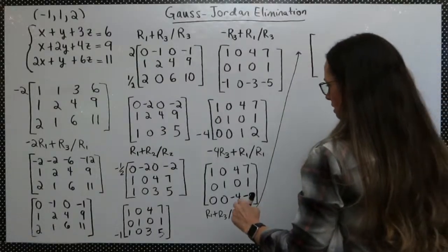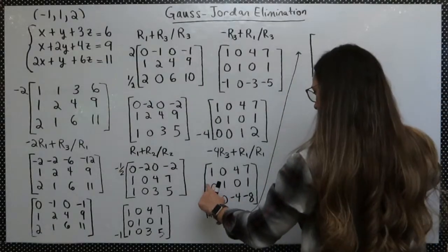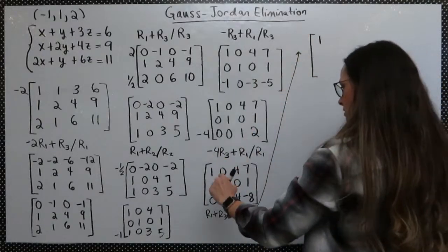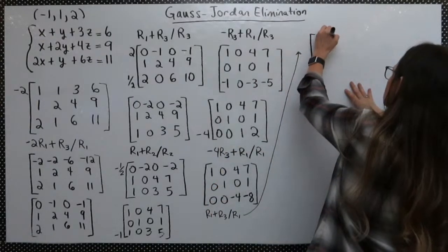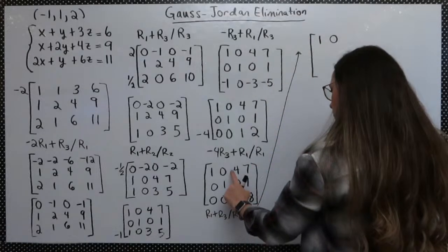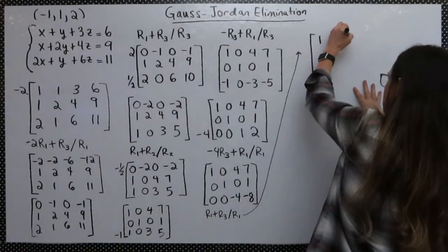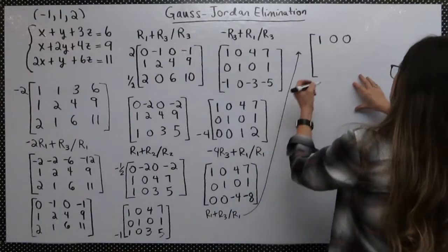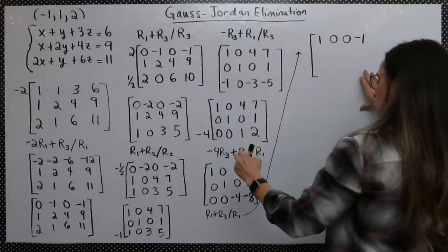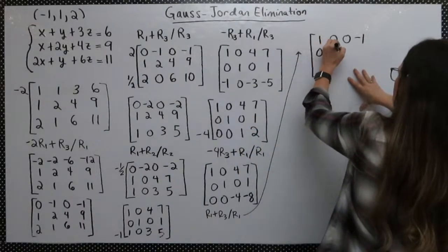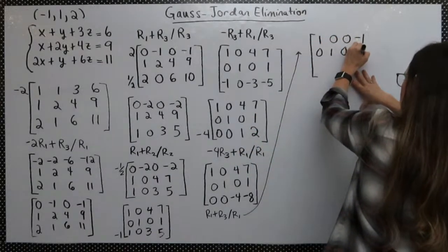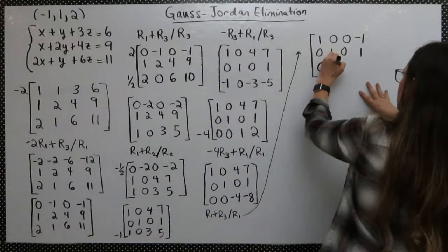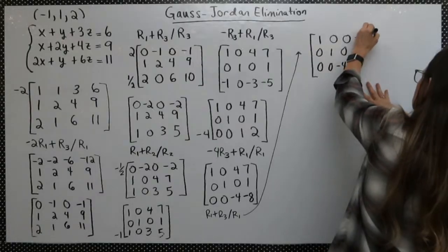All right, so that's going to give me 1 plus 0 is 1. 0 plus 0 is 0. 4 plus a negative 4 is 0. And 7 plus a negative 8 is negative 1. And then we've got this row, 0, 1, 0, 1. And then we've got 0, 0, negative 4, negative 8.